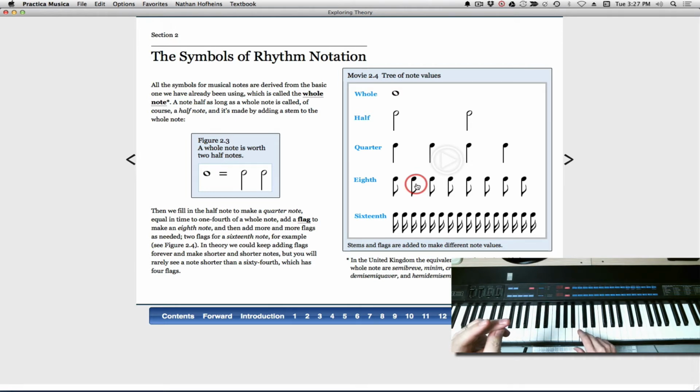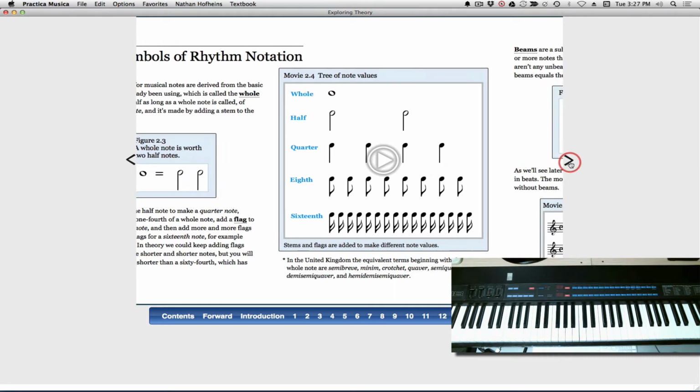Okay. 1 and 2 and 3 and 4, and so the beat's here, quarter note, but we're playing eighth notes. 1 and 2 and 3 and 4, and so you're getting two notes per beat. Okay. And we'll look at some rhythms here.